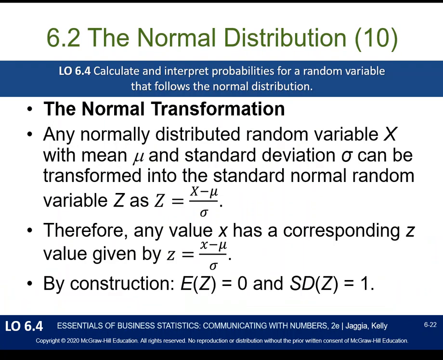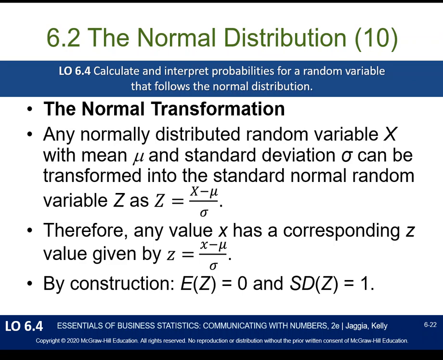Now, while we said most data follows a normal distribution, most data is not a standard normal distribution. Any normally distributed variable with a mean of mu and a standard deviation of sigma, we can transform into a standard normal distribution by calculating the z-score. So even if your data doesn't have a mean of 0 and a standard deviation of 1, we're going to standardize the data, and that's the verb we use, by calculating its z-score.